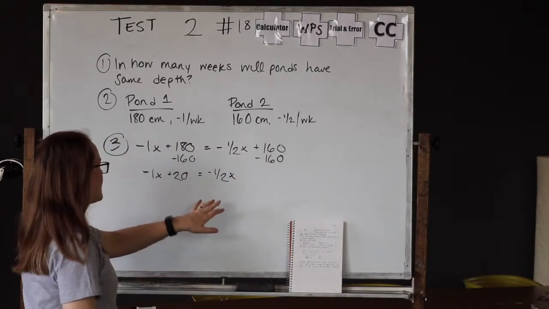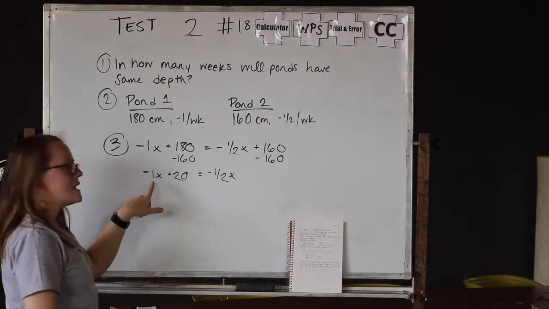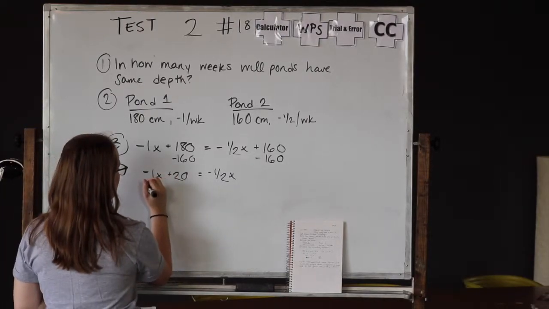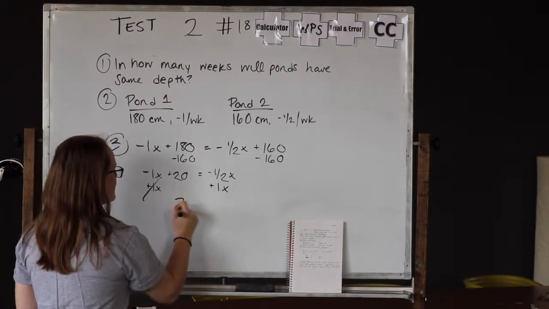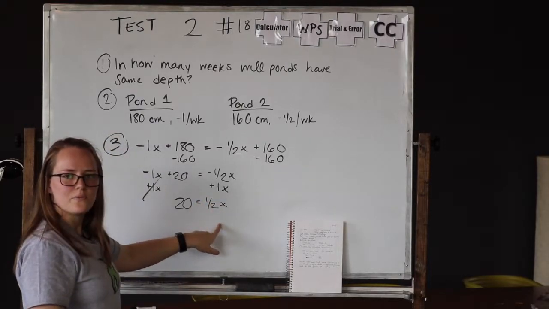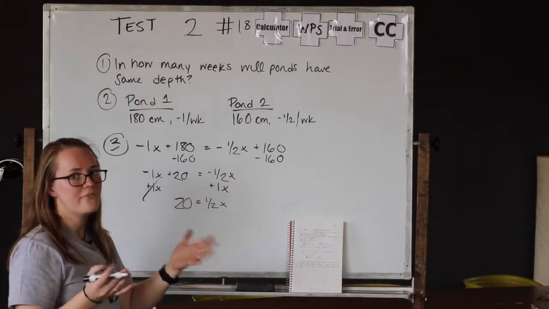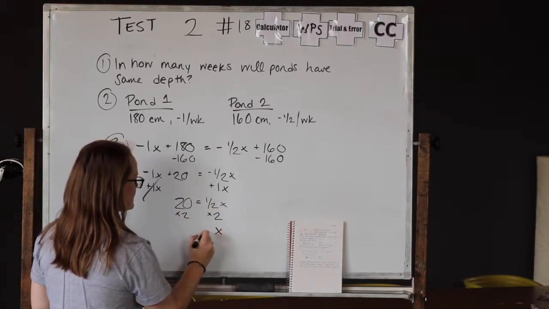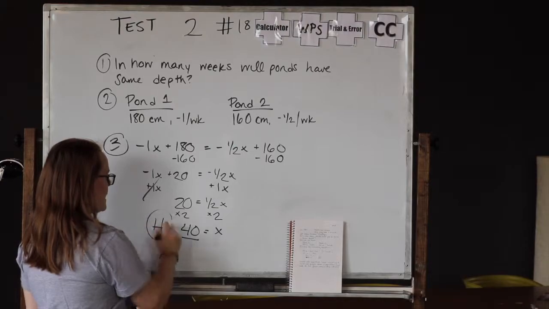And then we need to figure out how to get x on one side and just 20 on the other side. So what I'm going to do is add 1x to both sides to get rid of the x over here. So plus 1x plus 1x is going to cross these out, so that we have 20 equals positive 1/2 x. And since 20 equals 1/2 x, we're going to multiply both sides by 2, or divide by 1/2, which is the same thing. So we'll do times 2, and that gives us x equals 40. 40 is the number of weeks, and that's option H.